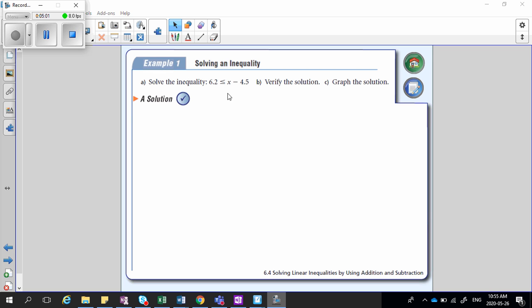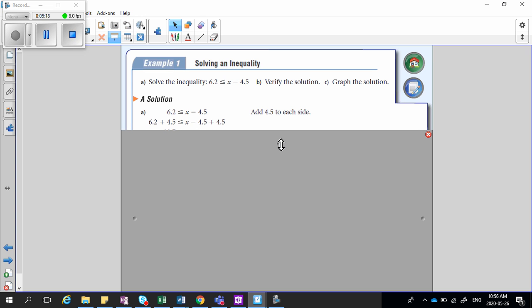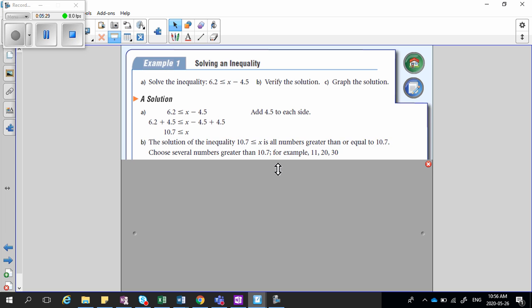We see the inequality is 6.2 is less than or equal to x minus 4.5. So what are we going to do? Remember, we want to find out what x is equal to. So we need to get rid of this minus 4.5. The opposite of minus 4.5 is plus 4.5, so we're going to do that on both sides. There it is. 6.2 plus 4.5 is 10.7. So x is greater than or equal to 10.7.